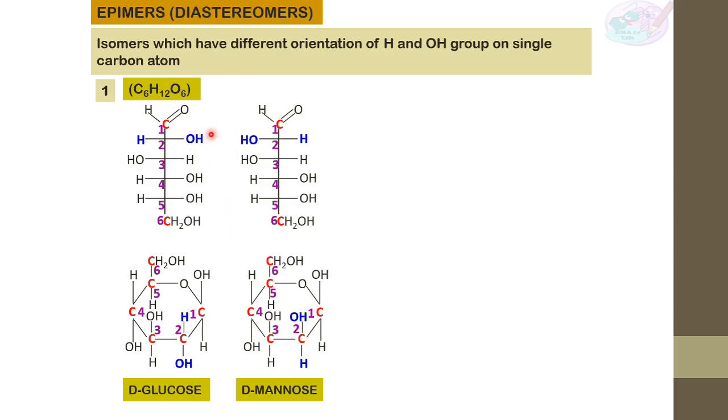If you look here, this OH here, OH here, but here H. If they were mirror images, here there should have been OH, not H. So they are not mirror images. That's why they are diastereomers. And why are they epimers? Because their orientation is different at only a single position, only here at the second position. Since the orientation of H and OH is different at this second carbon, they are called C2 epimers. So glucose and mannose have the same molecular formula of C6H12O6, but they are C2 epimers.